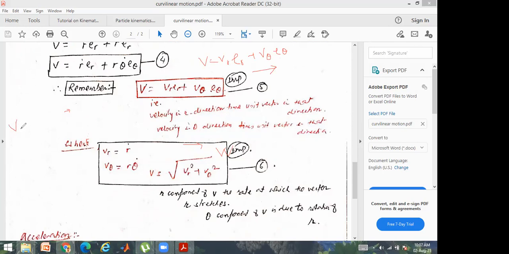अघि हाम्रो नर्मल केसमा के गरेको थियो भन्दाखेरिमा एक्सेलरेसनलाई हामीले a equals to a_n e_n plus a_t e_t गरेको थियौं. a_t लाई चाहिँ भेलोसिटी को dv by dt गरेको थियौं. a_n लाई हामीले v स्क्वायर by r गरेको थियौं. सिमिलरली यो पार्टिकुलर केसमा v can be expressed as v_r e_r and v_theta e_theta. So velocity in r direction times unit vector in that direction, velocity in theta direction times unit vector in that direction.